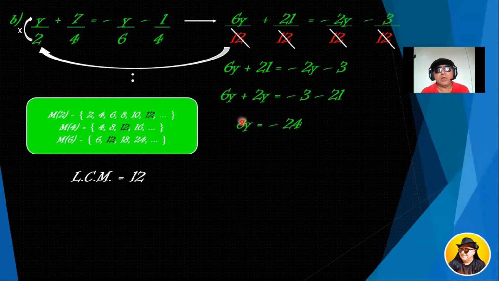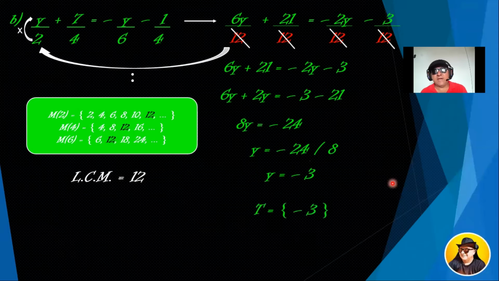And so here I have 8y is minus 24. So this 8 comes to the right side of the equation, dividing. And I have y is minus 24 over 8. We can divide it exactly. It gives us minus 3. So y is minus 3. And the true set is minus 3. Okay, so we have come to the end of this question.